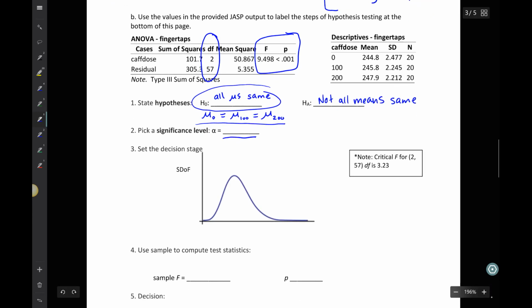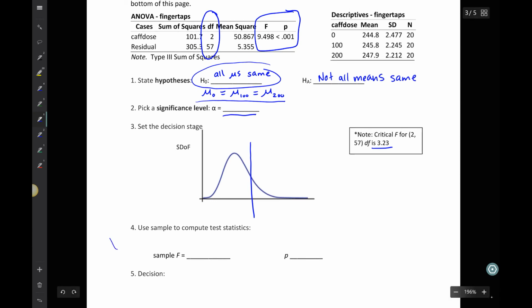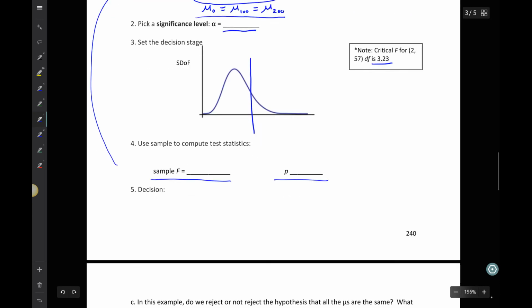From there, you're going to use this number to help you determine your critical F cutoff point. Remember to look back at your output to determine your sample F and your p-value, and then use those to make your decision.